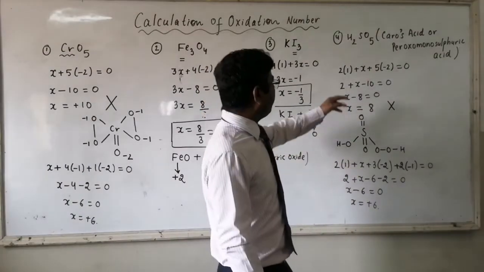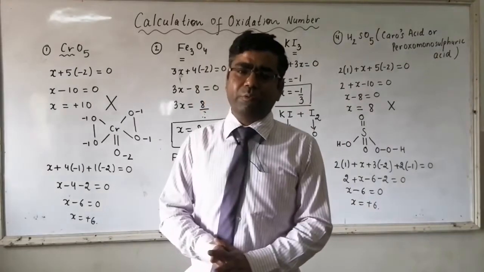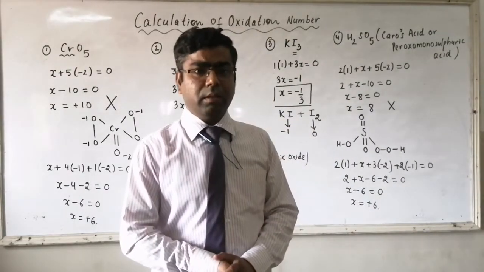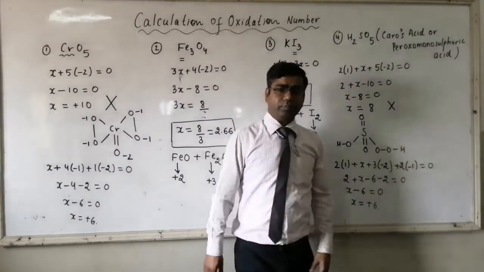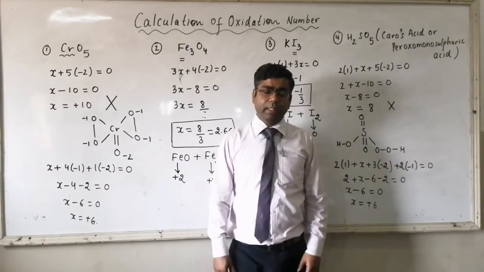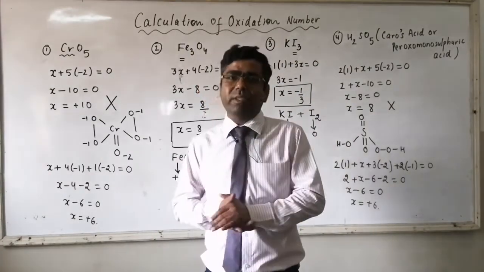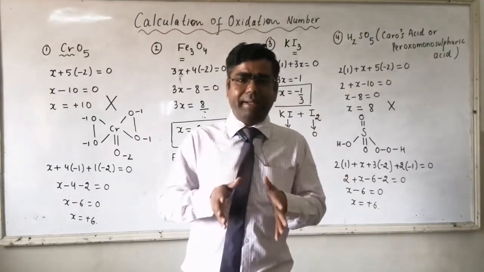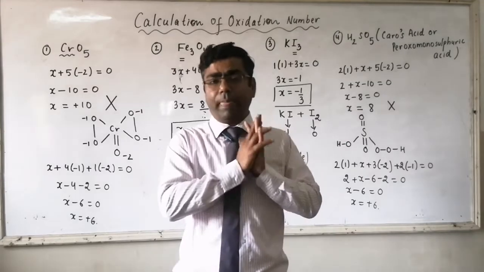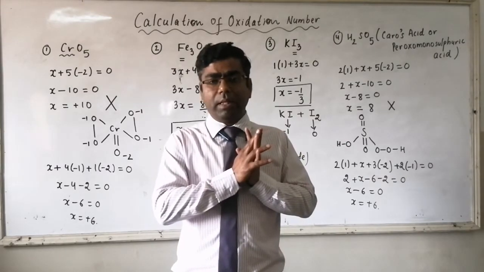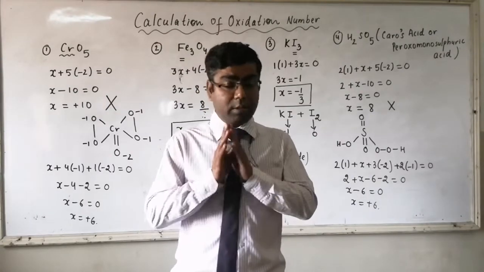Then comes number 4, H2SO5, which is called Caro's acid or peroxomonosulfuric acid. Let us calculate for sulfur. Hydrogen belongs to group 1. In most cases, it exhibits the +1 state. But when it combines with metals, when it forms a hydride, then hydrogen exhibits an OS of -1. And if a metal is not there, then the OS is always +1.